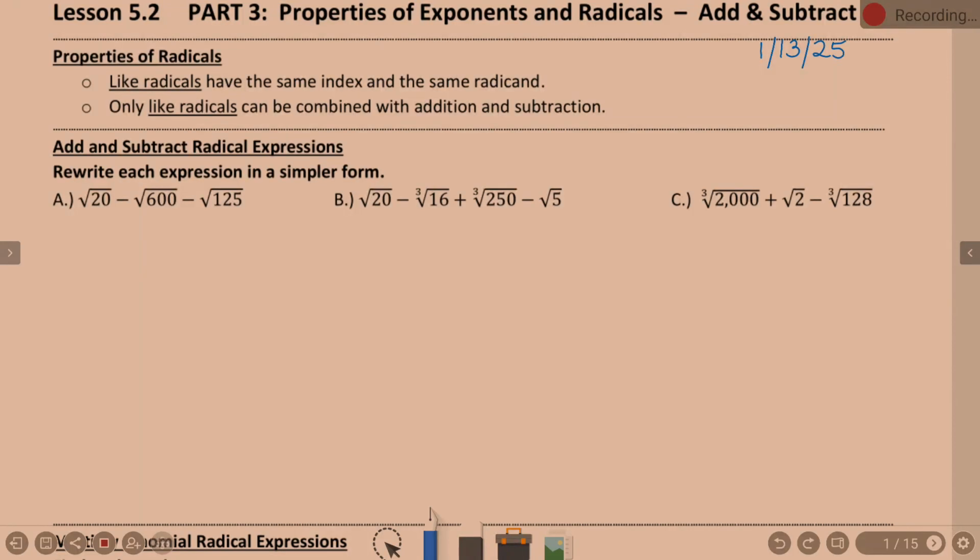Part 3. What have we not done with radicals yet? We multiply and divide. We haven't added. So that's where we're at with part 3 here: we need to add and subtract.